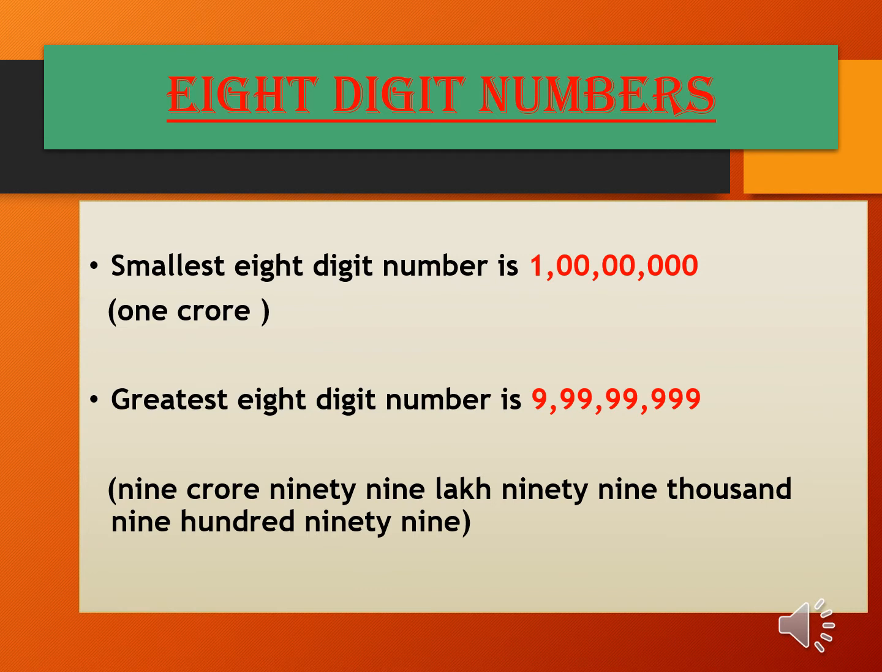Next we can study 8 digit numbers. What is the smallest 8 digit number? The smallest 8 digit number is 1 crore. How many zeros are there for 1 crore? 7 zeros are there. Adding 1 to the greatest 7 digit number, we will get the smallest 8 digit number, 1 crore. And what is the greatest 8 digit number?